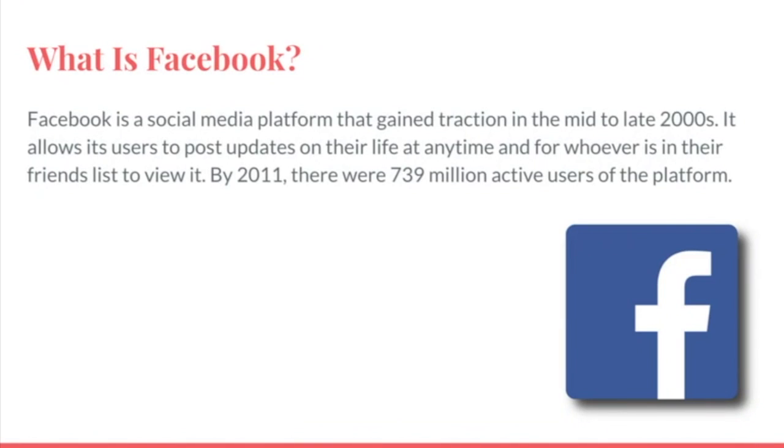First, let's look at some background information on the system itself. So, what is Facebook? Facebook is a social media platform that gained traction in the mid to late 2000s. It allows its users to post updates on their lives at any moment and share those images with anyone on the poster's friends list. By 2011, there were 739 million active users of the platform. Facebook quickly became one of the most used platforms on a day to day basis.